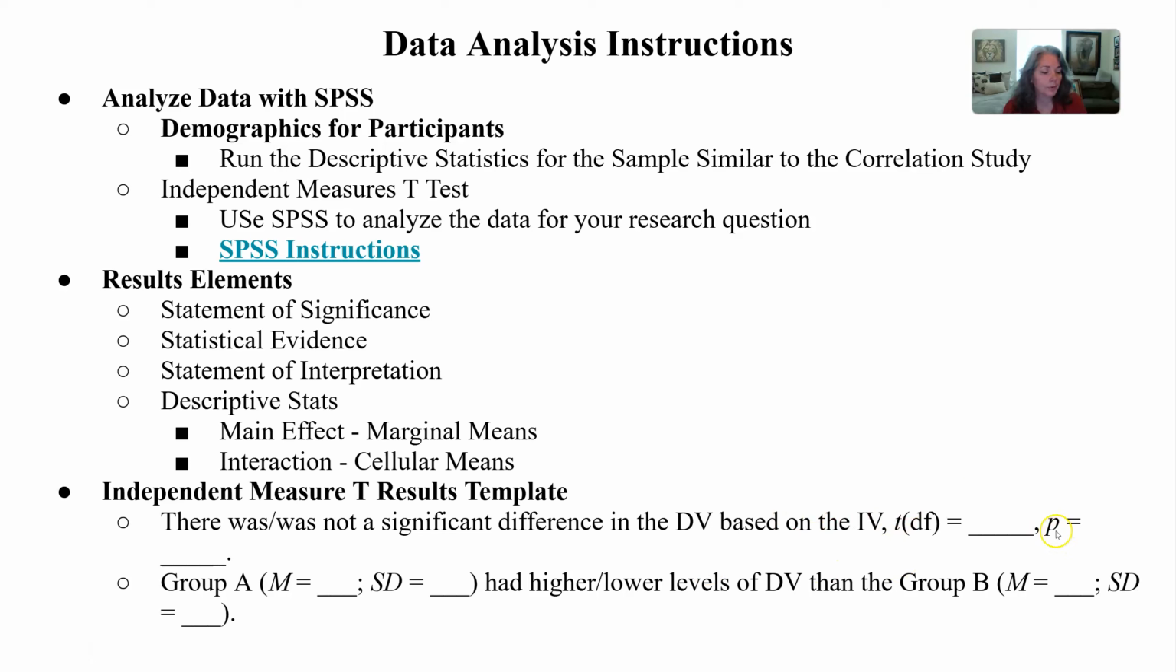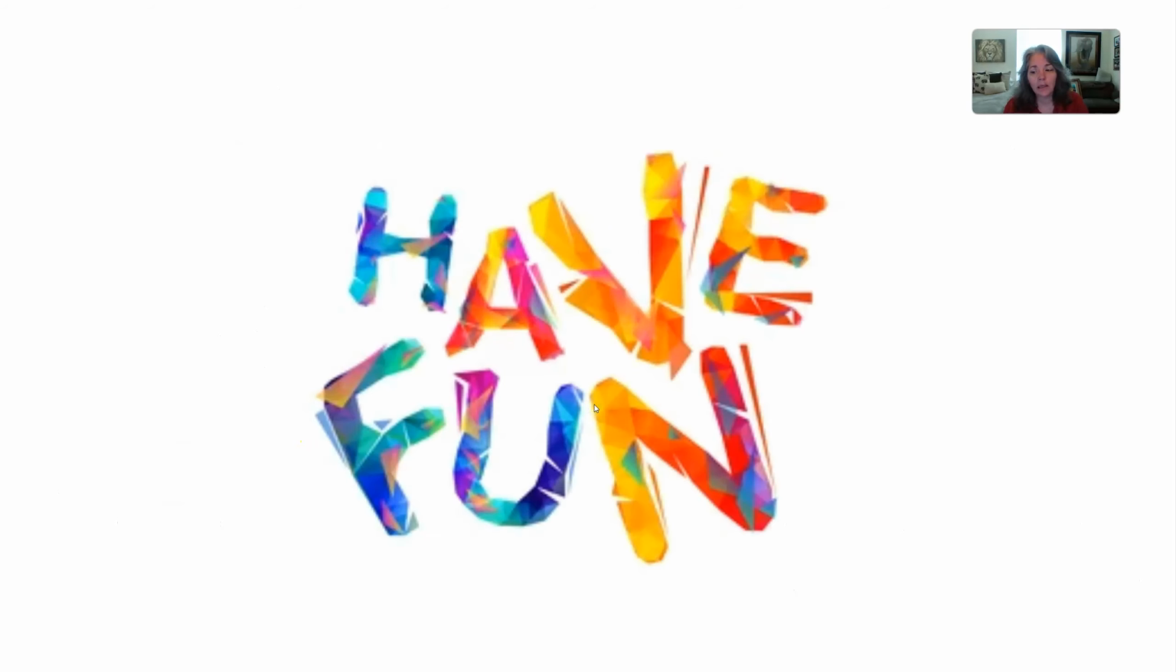Notice the appropriate italicizing of those statistical notations. And then a statement of interpretation. Group A had higher or lower levels of the DV than Group B. And you will include the mean and standard deviation of your measured variable for each group. And so that is what your results will look like.